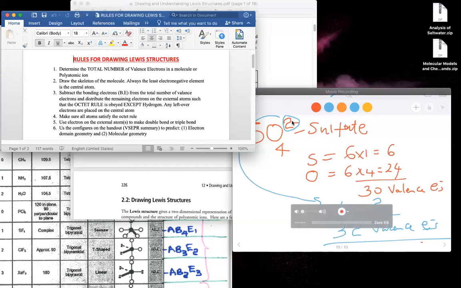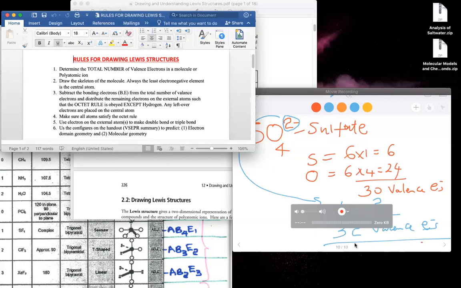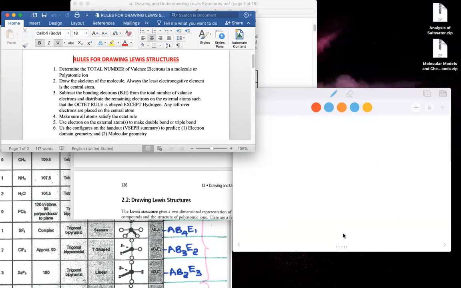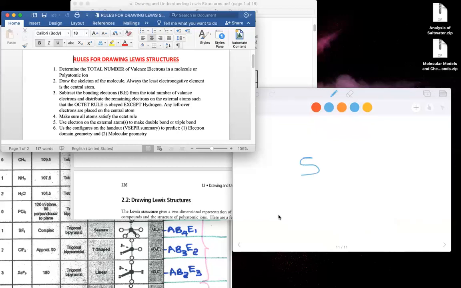This overall charge of -2 means there are additional extra electrons. Remember, electrons are negatively charged. So the number of electrons we should be working with is 32 here. Rule number 2 is drawing the skeleton of the molecule. The first thing is to draw the skeleton of the molecule.